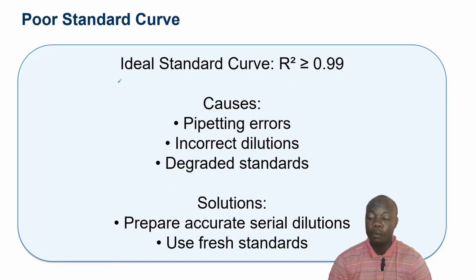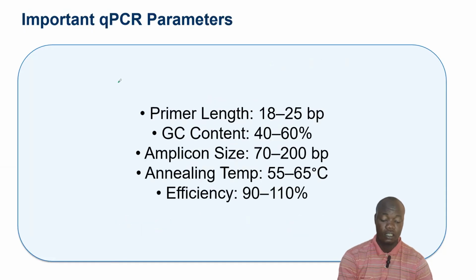So what if you have a poor standard curve? It's also another problem. The ideal standard curve should have an R squared greater than or equal to 0.99. So what causes a poor standard curve? Pipetting errors, incorrect dilutions, degraded standards. Most of these are the major reasons why you have a poor standard curve. And then in addition, what are the solutions? Make sure you prepare accurate serial dilutions and then use fresh standards.